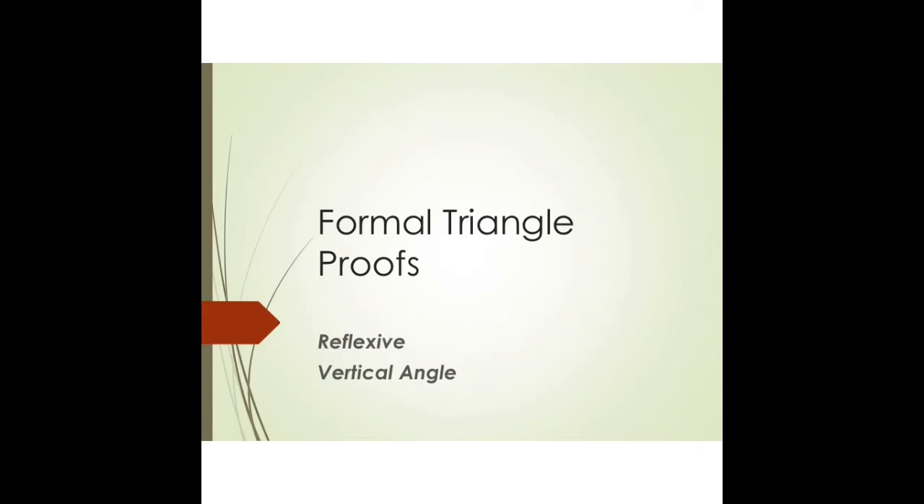Today we're going to be discussing formal triangle proofs using the reflexive and vertical angle properties. And we're also going to be focusing on how triangles are congruent using our properties we discussed previously, which are side, side, side; side, angle, side; angle, side, angle; angle, angle, side; and HL. Those are always going to be our final reasons why we can say that triangles are congruent, and we're building up to those points. Let's go ahead and get started.